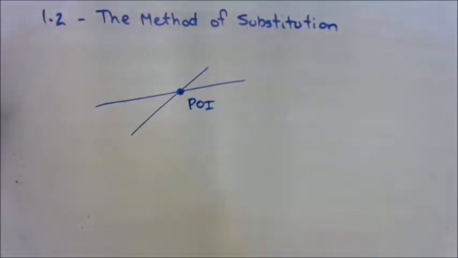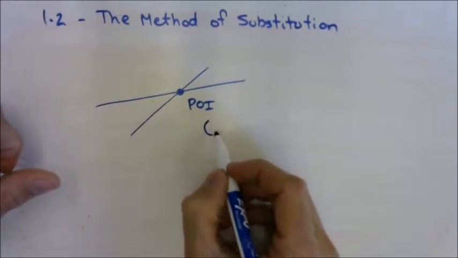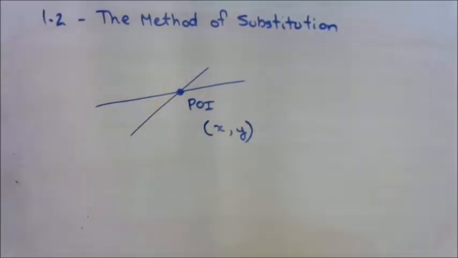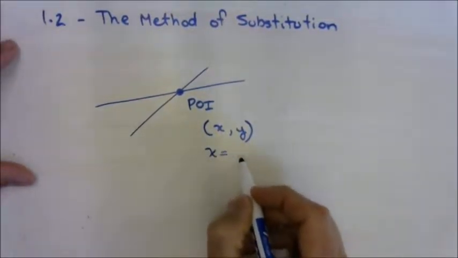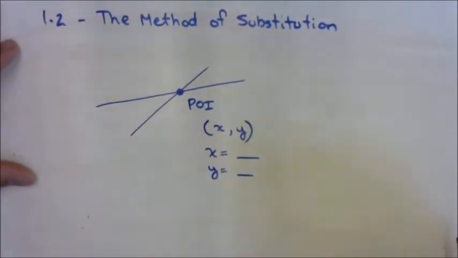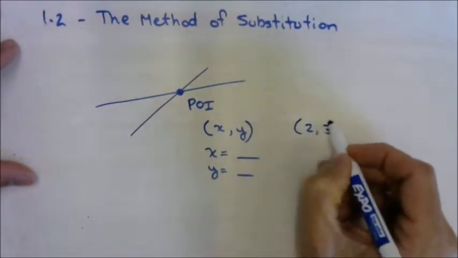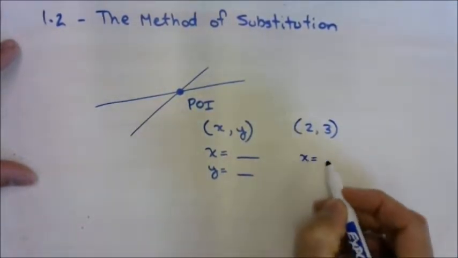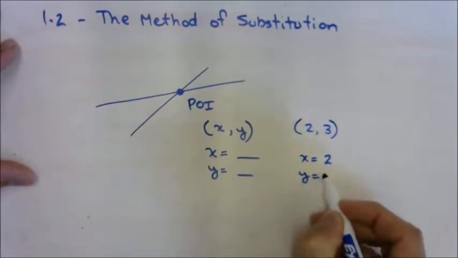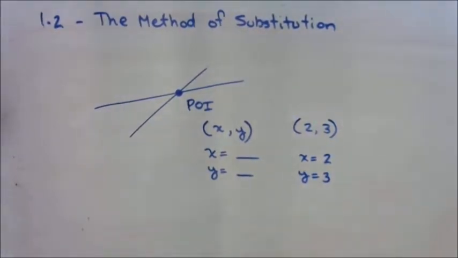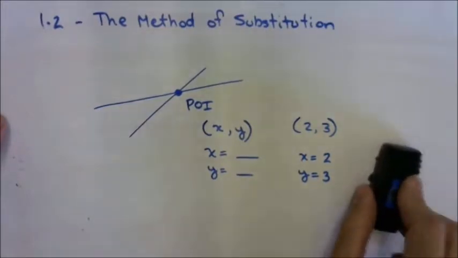If we're going to solve this linear system, our answer is either going to be in the form (x, y), the coordinates of that point of intersection, or our answer can be in the form x equals something, y equals something. So if we went through a problem and found that the point of intersection was the point (2, 3), this would be a suitable final answer, or this would be a suitable final answer. Solving a linear system of linear equations basically just means we're finding the point of intersection.